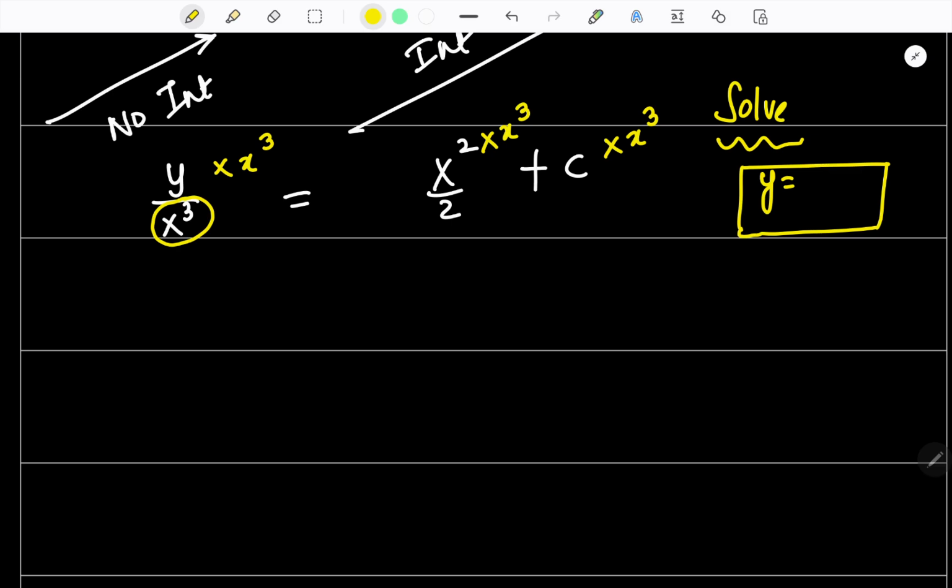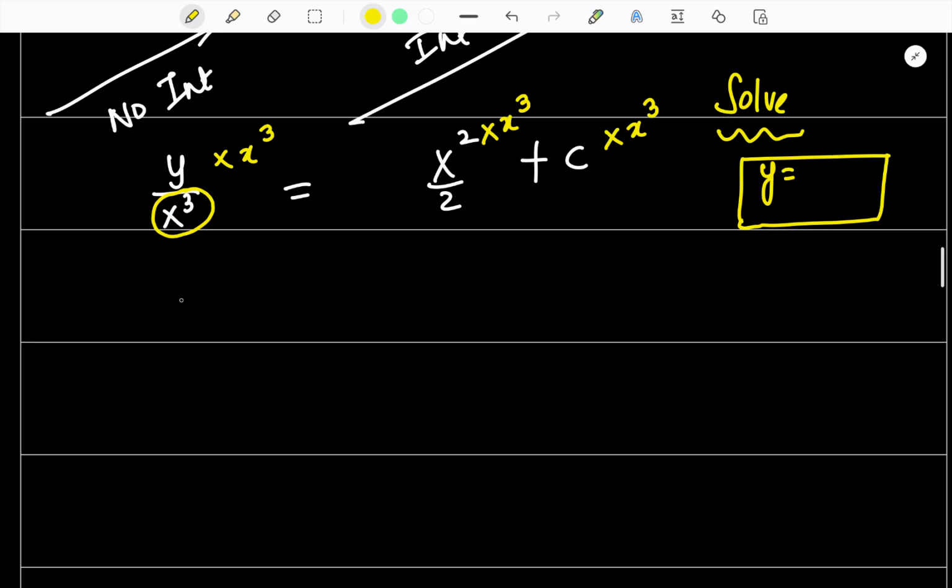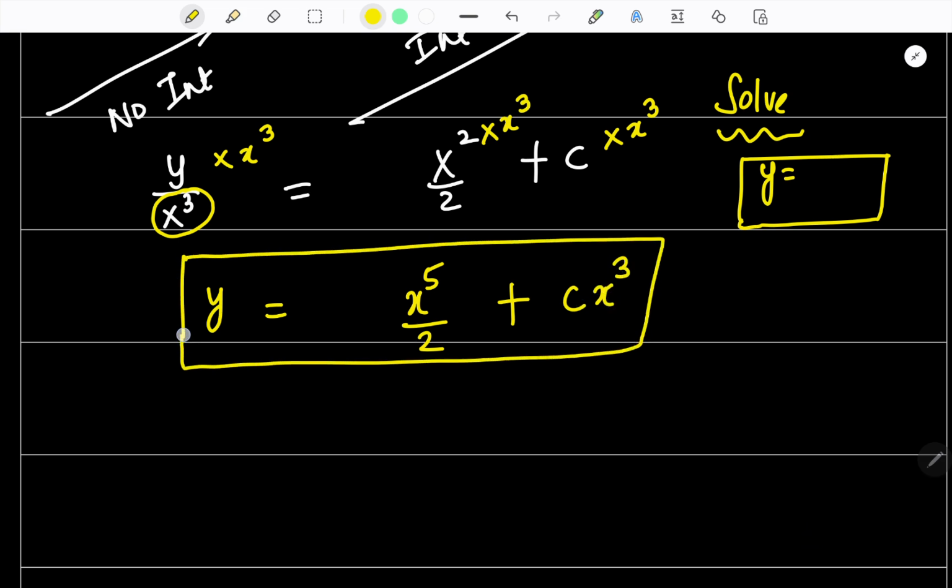In the previous two questions I divided, but now we are multiplying. So this will be what? X cube gets cancelled, so I'll get y. Here x cube multiplied by x square will be x power 5 divided by 2. Plus here c multiplied with x cube is c x cube. Right? Is it clear? So this finishes your exercise 19.2.